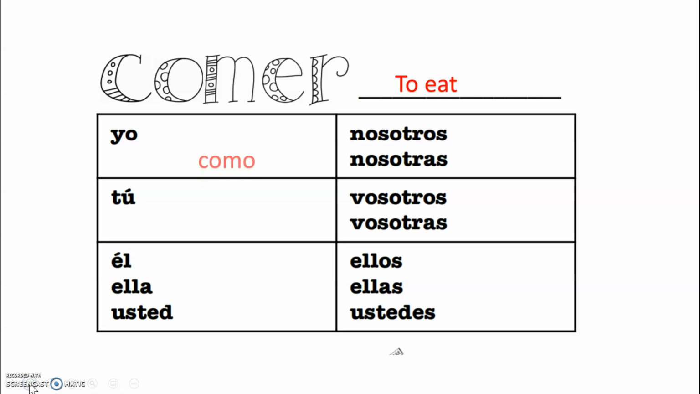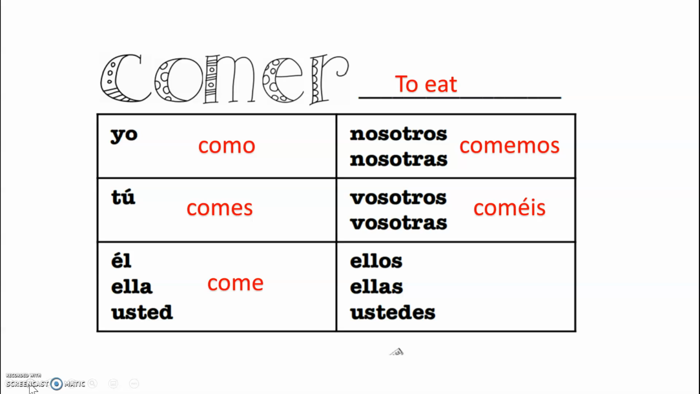Yo como, I eat. Tú comes, you eat. Él, ella, usted come. He eats, she eats, you formal eat. Nosotros comemos, we eat. Vosotros coméis, y'all eat. Ellos, ellas, ustedes comen. They eat or you formal plural eat.